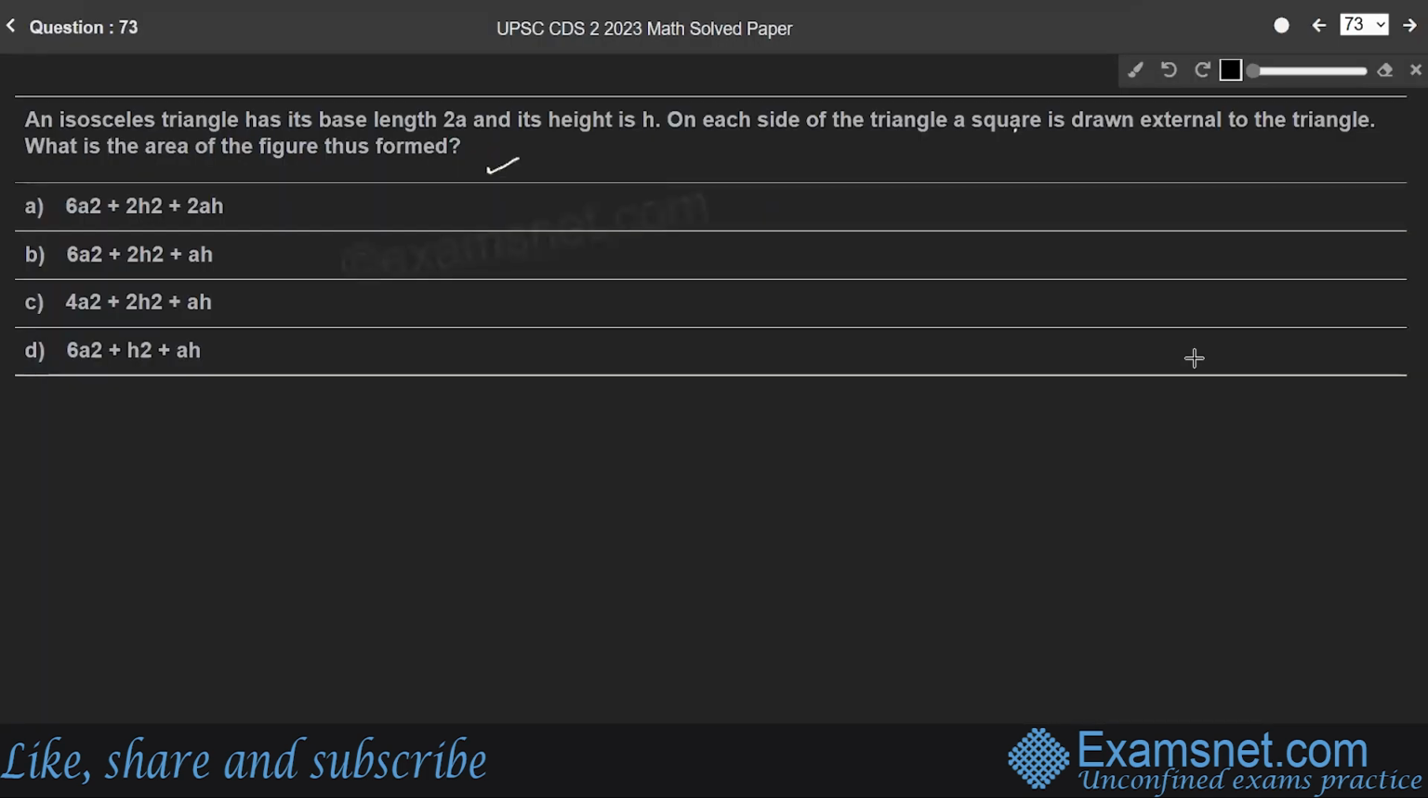Question 73. An isosceles triangle has its base length 2a and its height h. On each side of the triangle, a square is drawn external to the triangle. What is the area of the figure thus formed?